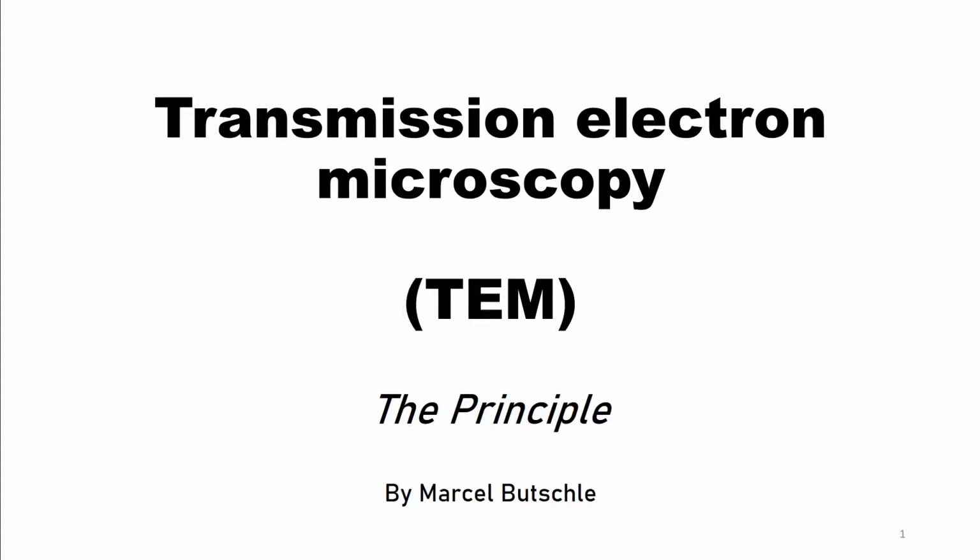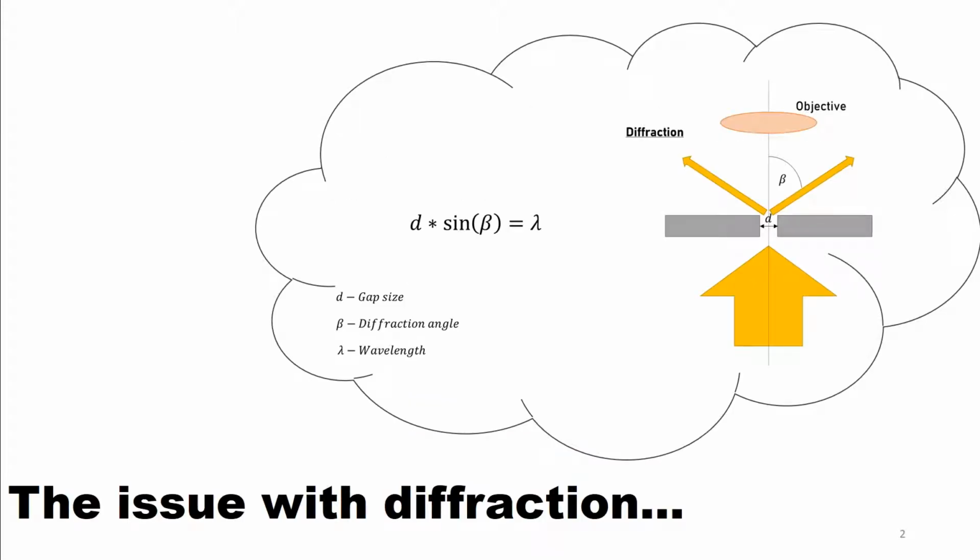This video is about the principle of transmission electron microscopy, and I want you to remember this tiny little thing called diffraction that limits the resolution of a microscope to half the wavelength of the light that is used for illumination. For visible light, that is 200 nanometers, and if we stick with visible light, we can't really do anything about it. We can't get below that resolution.